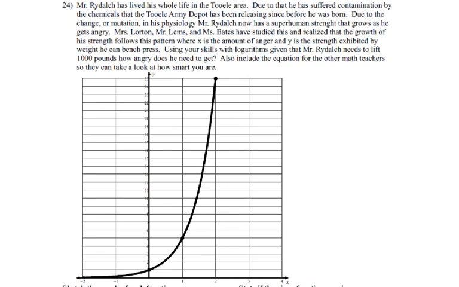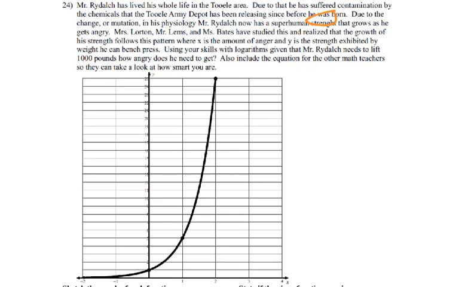Alright, number 24. Mr. Radach has lived his whole life in the Twila area. Due to that, he has suffered contamination by the chemicals that the Twila Army Depot has been releasing since before he was born. Due to the change, or mutation, in his physiology, Mr. Radach now has a superhuman strength that grows as he gets angry. And I think I misspelled strength, didn't I? Yeah, transpose the H and the T.